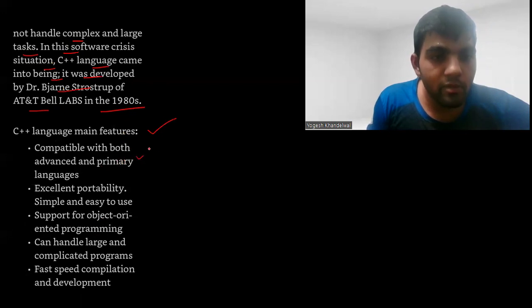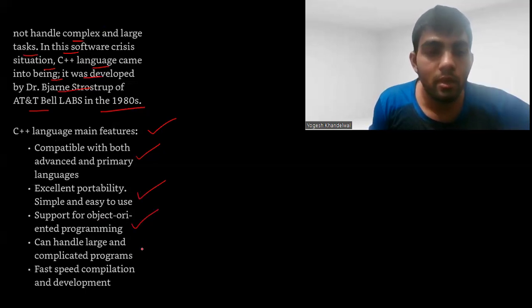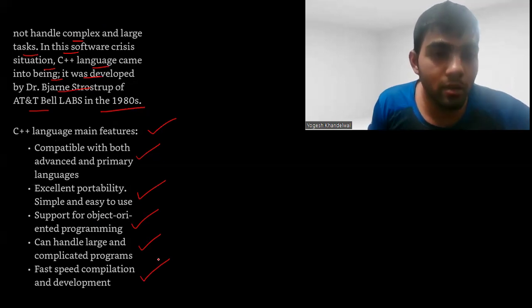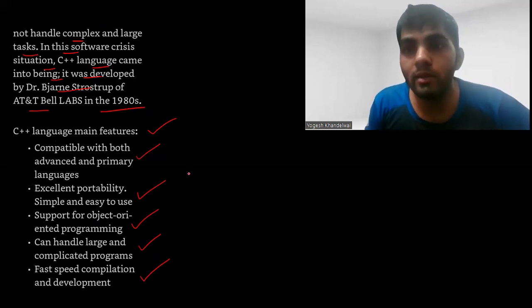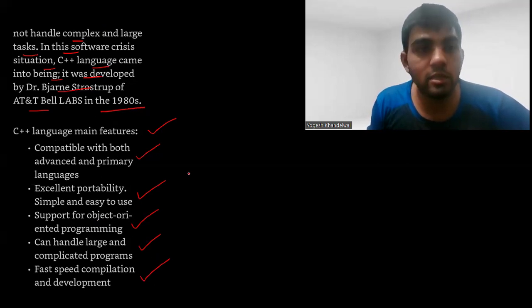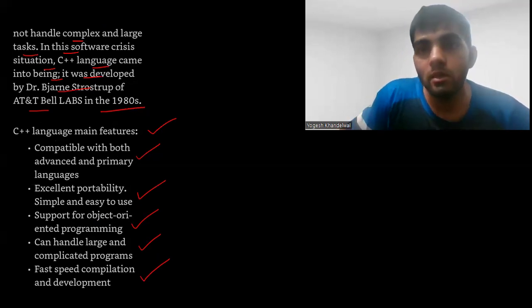It is compatible with both advanced and primary language. Excellent portability, simple and easy to use, supported for object-oriented programming, can handle large and complicated programs, and fast-paced compilation and development. So these are some features of this language. So hope you will learn what is C++ and why we need this. To handle large software programs, we need C++, and it is easy to use. So that's why we use this language.